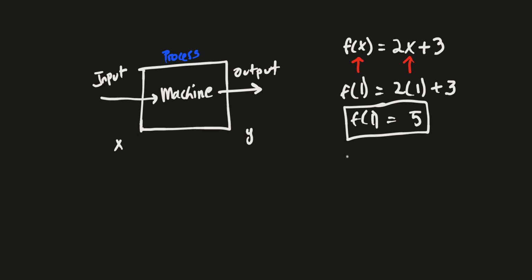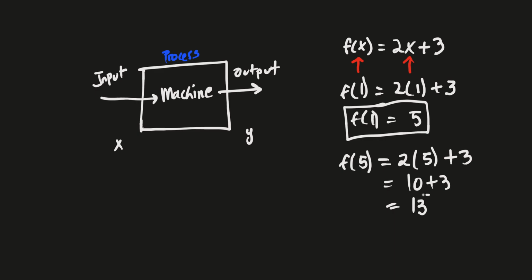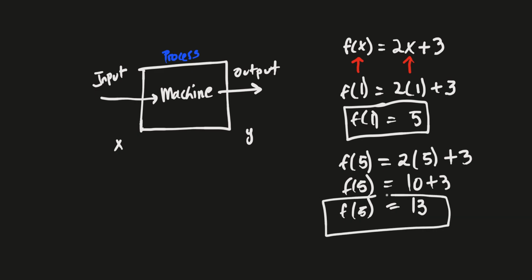Let me input another number. Let's say we inputted 5, for example. You can input anything, right? 2 times 5 plus 3 is 10 plus 3, which is 13. So this is f of 5. You can input any real number here, and it should work out, and it worked out here. So that's a function, right?